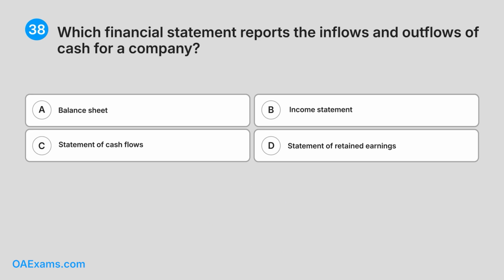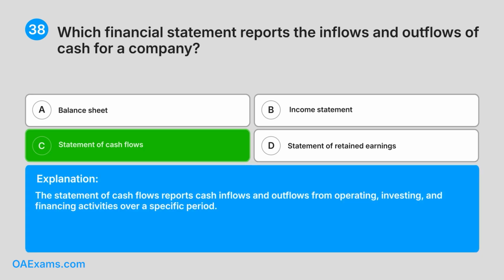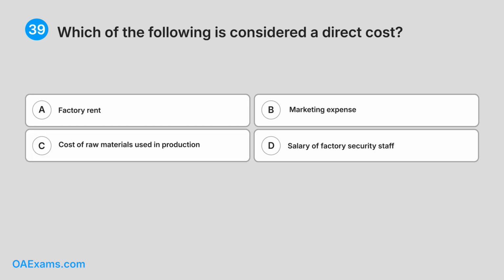Correct answer. C. Explanation. The statement of cash flows reports cash inflows and outflows from operating, investing, and financing activities over a specific period.